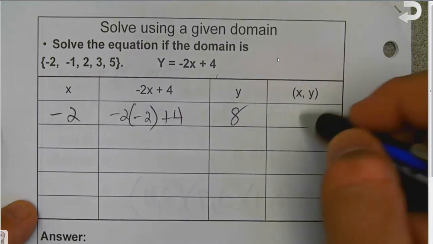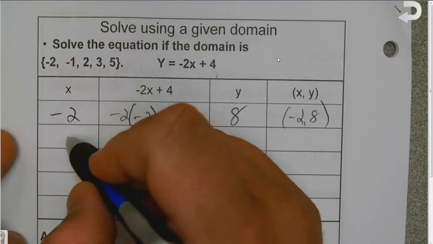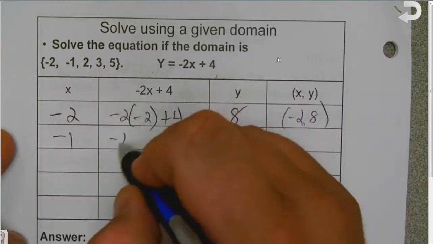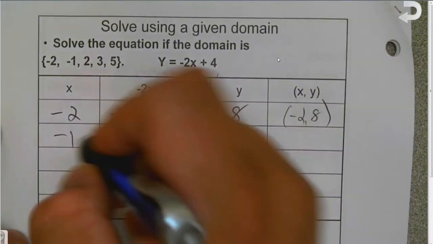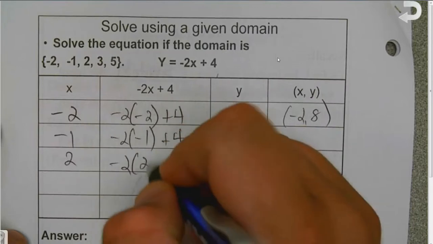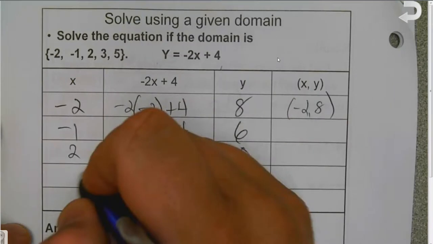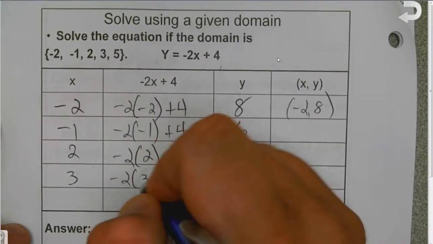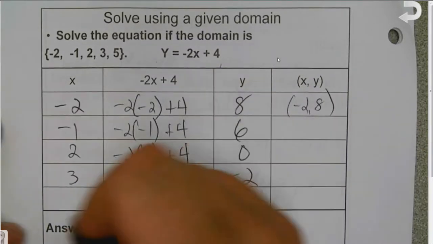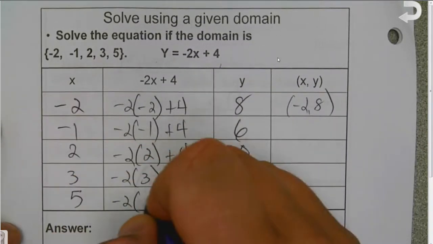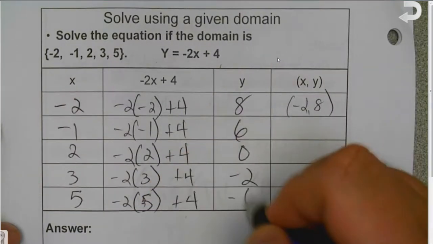We won't worry about this. I mean, obviously, you know how to write an ordered pair. If I give you negative 1, you plug it in, and you get 6. If I give you 2, you plug it in, and you get 0. If I give you 3, you plug it in, and you get negative 2. And finally, if I give you 5, you plug it in, and you get negative 6.